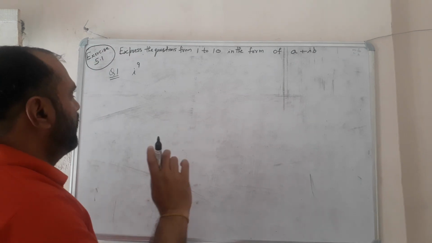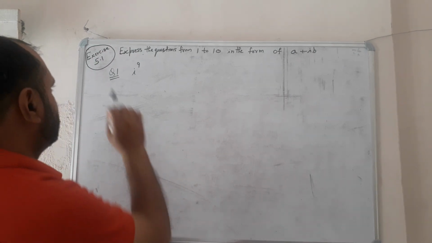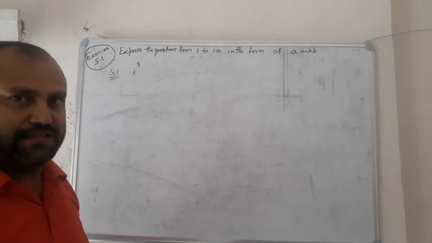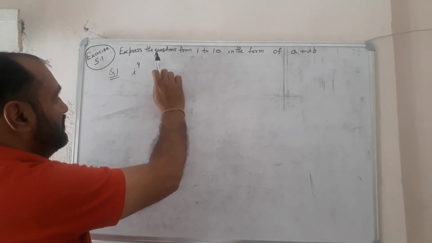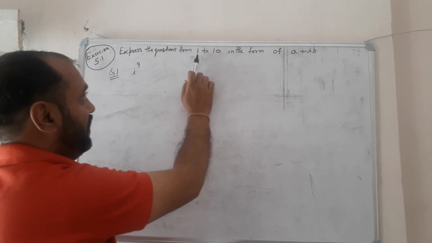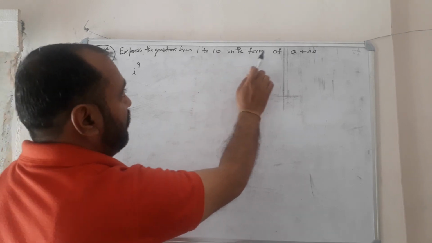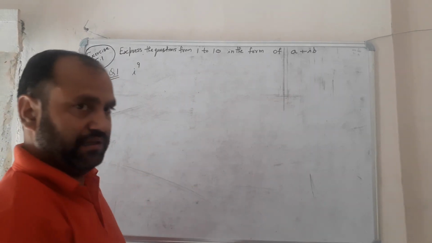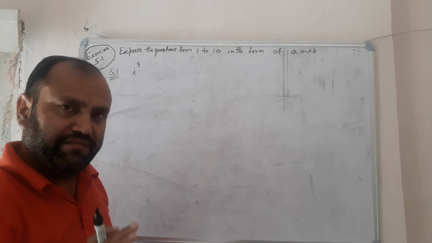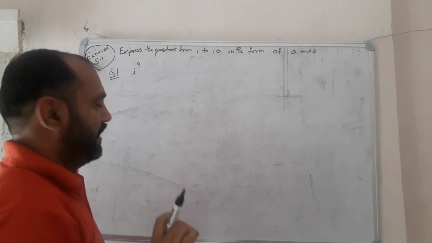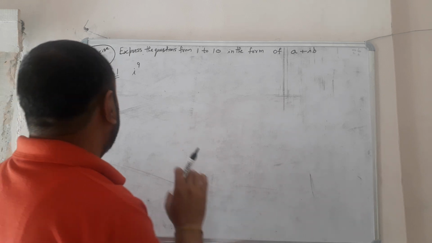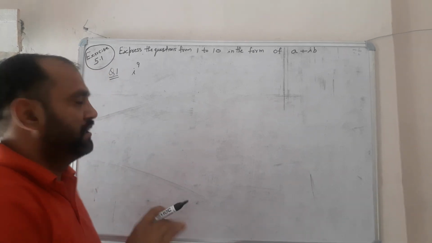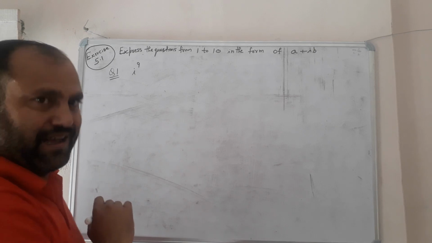Now we are doing exercise 5.1 of NCERT. Express the questions from 1 to 10 in the form of a plus iota b. These questions are very simple. You can try some questions at your home, and I am doing some questions. I am doing the first question of the exercise.